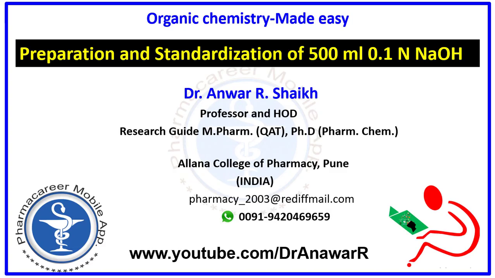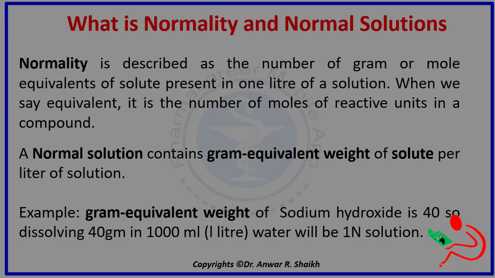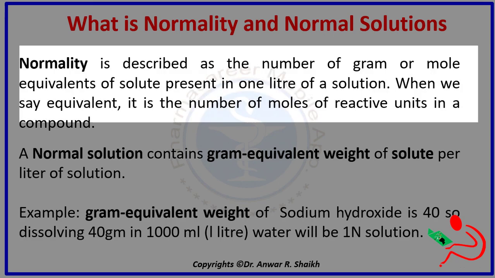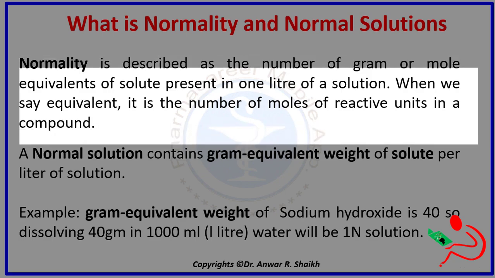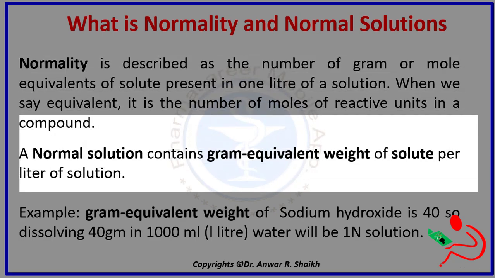Today, we will learn how to prepare 500 ml 0.1 normal sodium hydroxide solution. Before starting, let us make it clear what is meant by normality and normal solutions. Normality is described as the number of gram or mole equivalents of a solute present in 1 liter of a solution, whereas a normal solution is one which contains one gram equivalent weight of a solute per liter of solution.